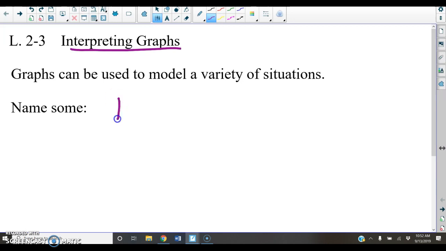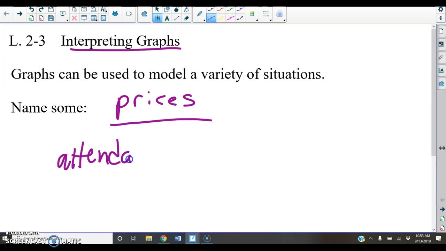We can do prices of any commodity, whether it's grain, cattle, could be the stock market. Those are things that you could graph. We could graph things like attendance. We could do attendance to sporting events. We could do attendance at schools. We could do lunch menus. There's so many things we can graph.